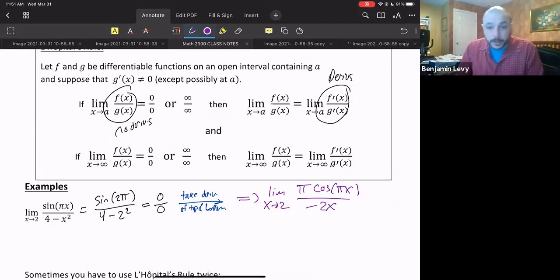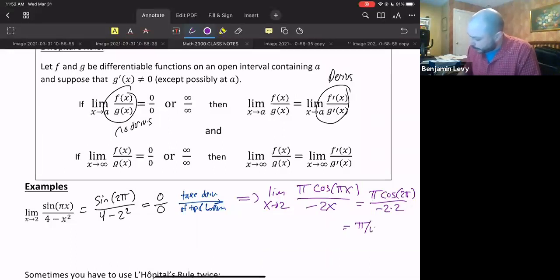And so now if we plug a 2 in there, it's not indeterminate anymore. If we plug a 2 in, we would get pi cosine of 2 pi over minus 2 times 2. So we don't get 0 in either case, which is pi over minus 4, excuse me. So minus pi over 4.